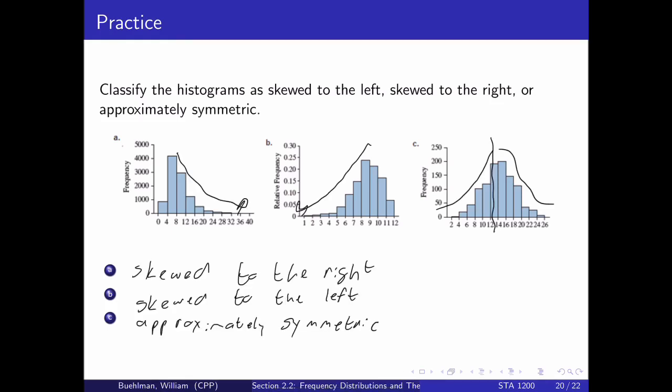We noticed in the first one, the bulk of the data is on the left-hand side and it goes off to the right. So again, skewed to the right. In the second one, the bulk of the data is on the right-hand side and trails off to the left. So that one is skewed to the left. In the third one, most of the data is in the middle and it goes off to the left and the right about the same. So that is approximately symmetric. Hopefully you got those answers.